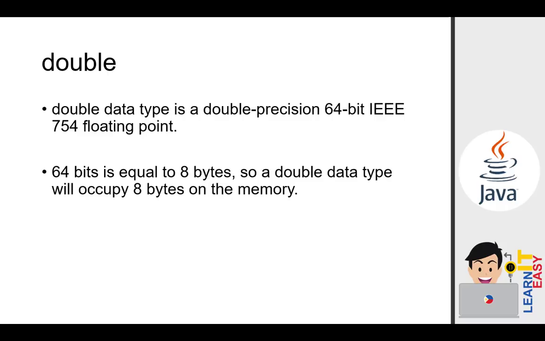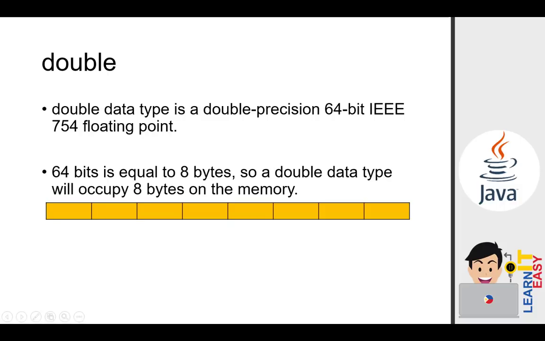Next is we have double. Double data type is a double precision 64-bit IEEE 754 floating point. 64 bits is equal to 8 bytes. So, a double data type will occupy 8 bytes on the memory. It's like this. So, imagine, upon declaration ng isang double variable, mag-occupy kaagad to ng 8 bytes sa memory.